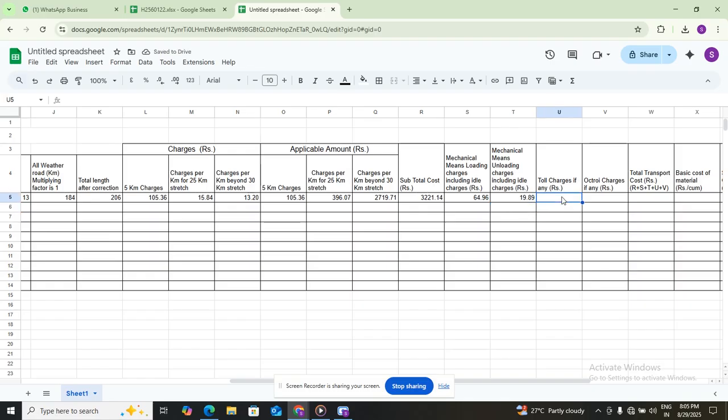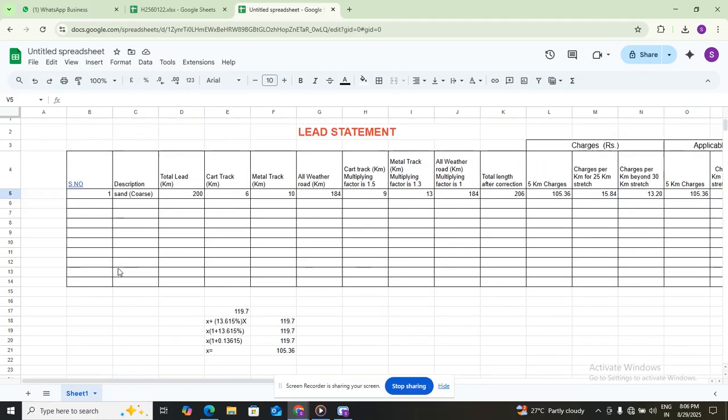What is a toll fee? When a vehicle is going on the road on highways, there are so many tolls. We need to pay the toll fee. Toll charges also we need to take into consideration. 600 is the toll fee. Okay. What are the octroi charges? What are octroi charges? First, we need to see the definition and we need to discuss it in the local way.